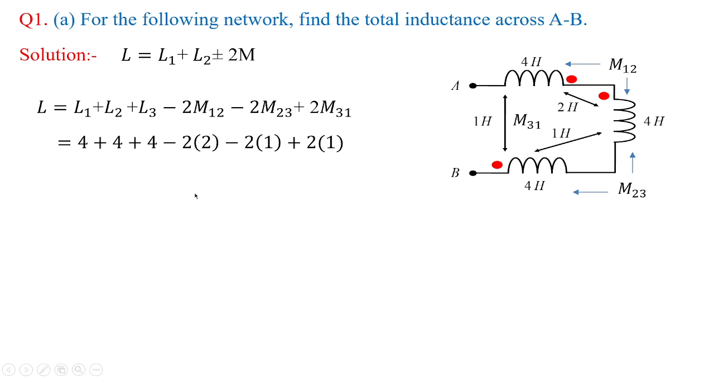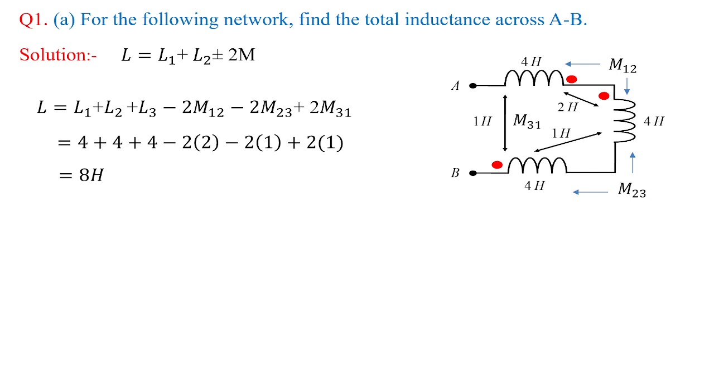So when you're going to substitute the values, you have L1, L2, L3 as 4, minus 2 times M12, whose value is 2 henries, minus 2 times M23, whose value is 1. So that is why here 1 plus 2 times again the mutual inductance between this coil and this coil, it is 1. So minus 2 and plus 2 they go off, and you have here 4. 4 minus 4 it is 0. So therefore the value is 4 plus 4, that is 8 henries.